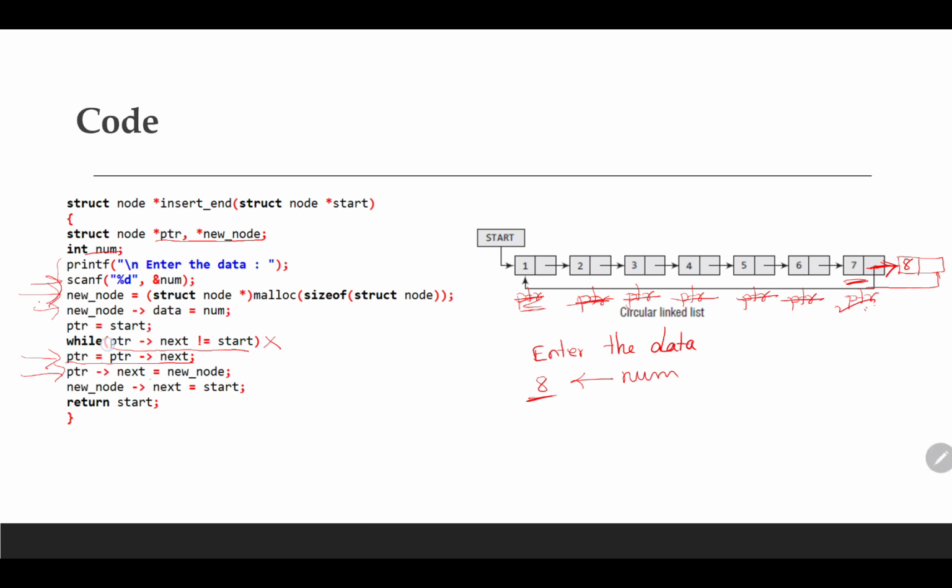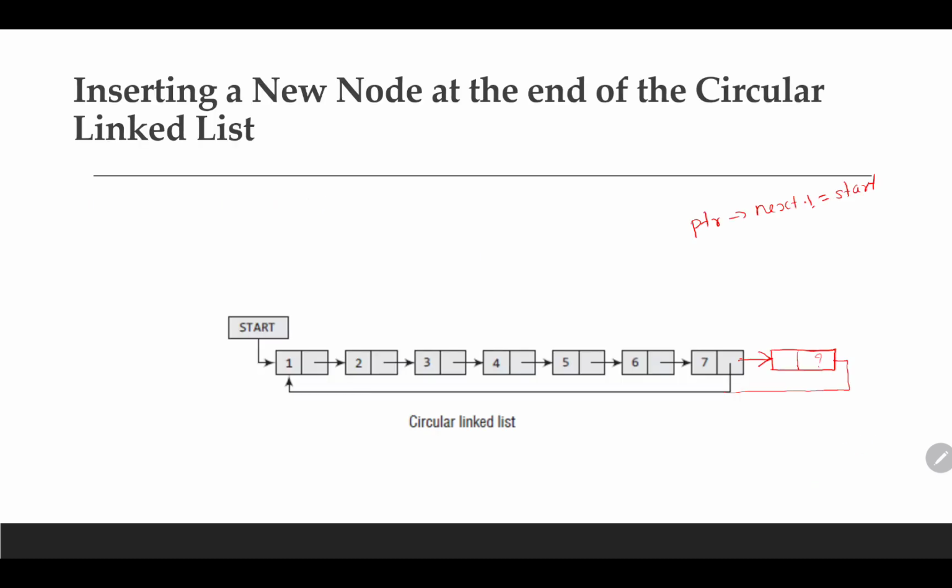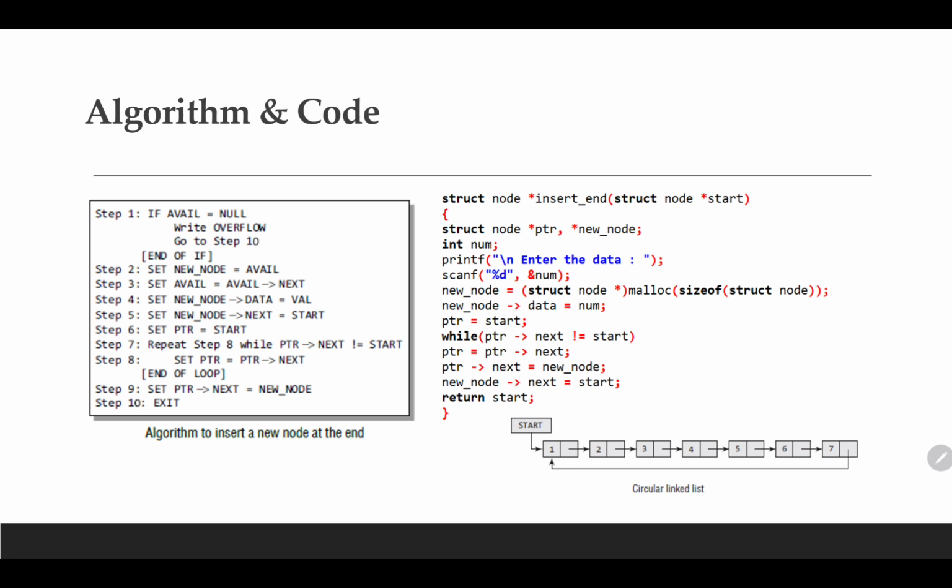So here we have to check one condition, that is ptr->next != start. If it is true, it will execute this statement, and if it is false, it will come out of the loop and execute these two statements. And this is the algorithm for this one. First we have to check the overflow condition. So I will explain with the algorithm also.